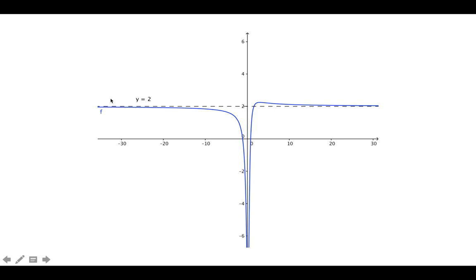Notice on the ends, don't care about the middle, on the ends the graph is getting closer and closer to y equals 2, this horizontal line. On this side, the graph is approaching the line from below. Over on the right, we're approaching the line from above. Notice right here, maybe at x equals 1 or 2, the graph is crossing over the horizontal asymptote. That happens sometimes. Sometimes you'll cross over a horizontal asymptote.